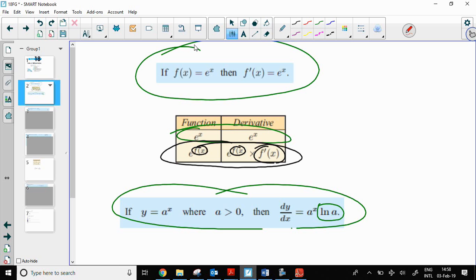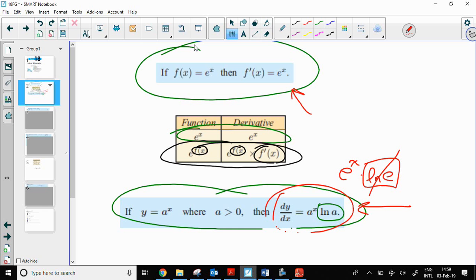Notice that this rule applies to any base, including when a is equal to e. If a was equal to e, then our derivative would be e to the x times ln of e, but ln of e is just 1, so we don't need to write it down. So this is like the main rule. This is the generalized form. This is just the special case.